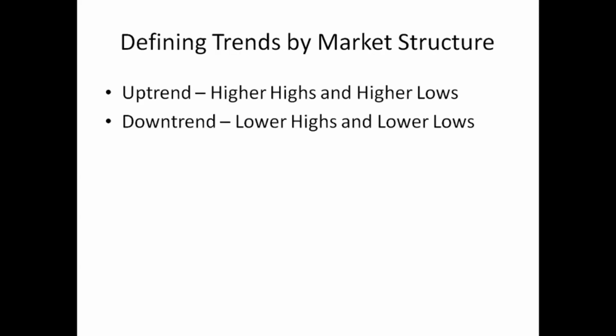So another way to define an up or a downtrend is to look at the market structure. So market structure means what the price is doing to determine it's in an up or a downtrend. So for an uptrend, what we are looking for is higher highs and higher lows over time. For a downtrend, we are looking for the opposite, so lower highs and lower lows.